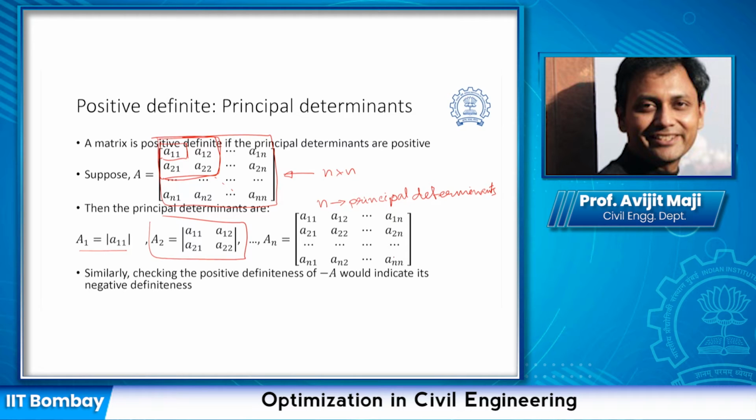In this case, if we do the determinant of all these matrices and if we find that each of the principal determinants is positive, then we can say the matrix is a positive definite matrix.